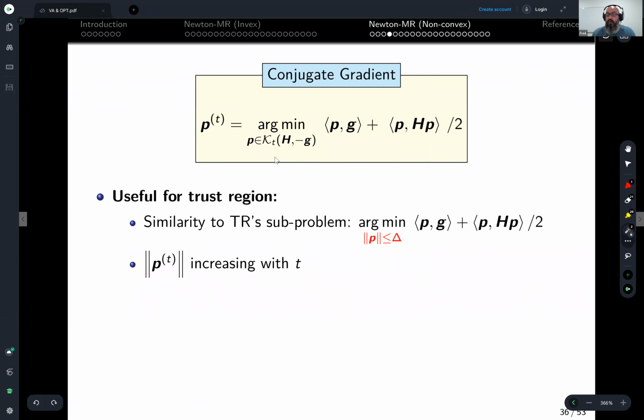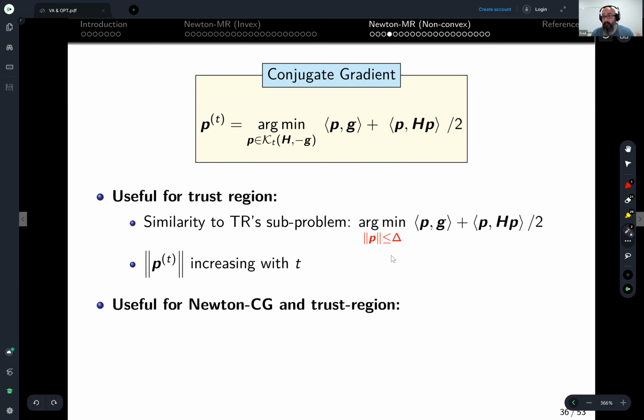Another thing that you see in the literature, about why people use CG for trust region, is that the solutions of CG are monotonically increasing in norm, which is a good thing because you start at 0 and monotonically increase until you hit the boundary of the trust region. At that point, you call it a good approximation and you make further progress.